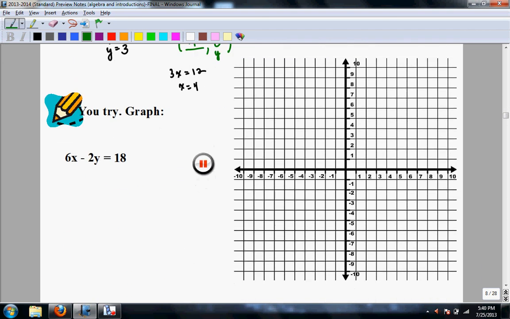What I'd like you to do is use that example, and I'd like you to attempt to graph that line right there. Either isolate the y and use y equals mx plus b, or use intercepts. Use whatever makes you comfortable. Hit the pause button, graph, then check your work.